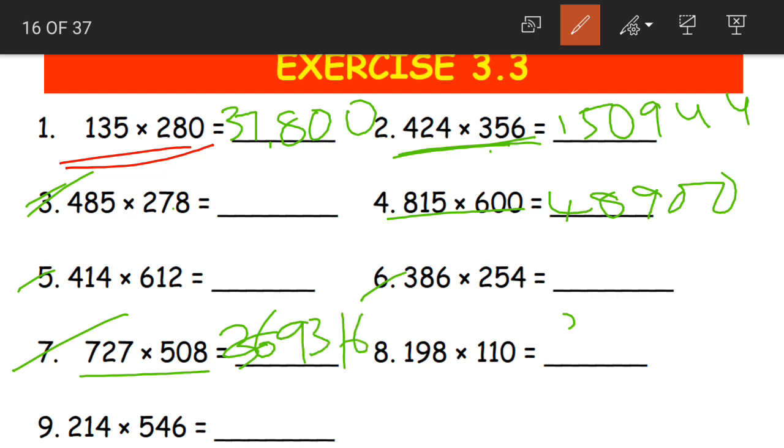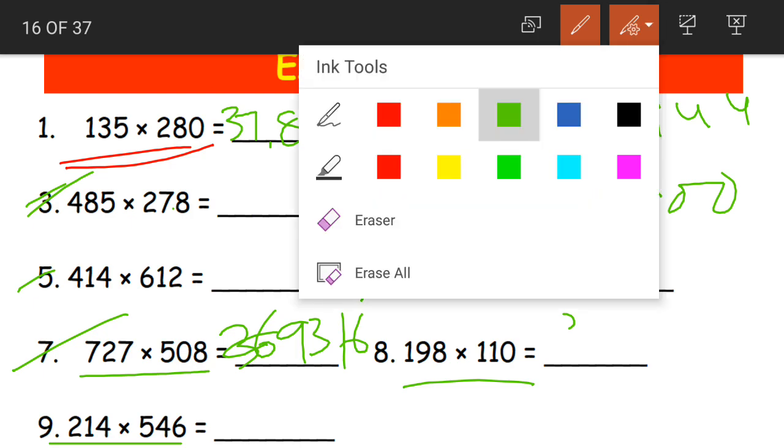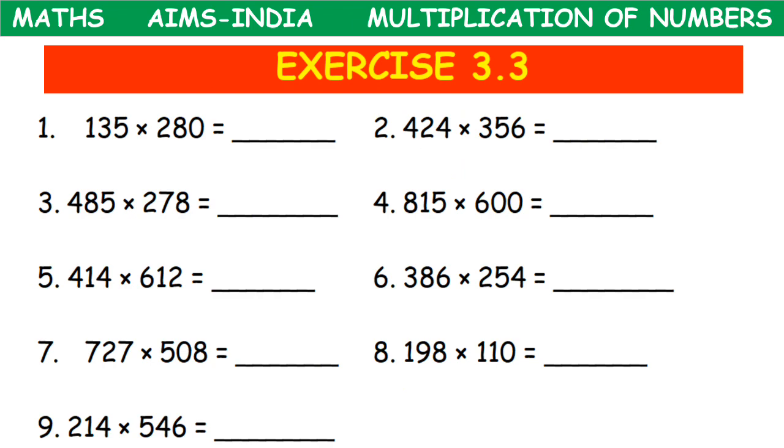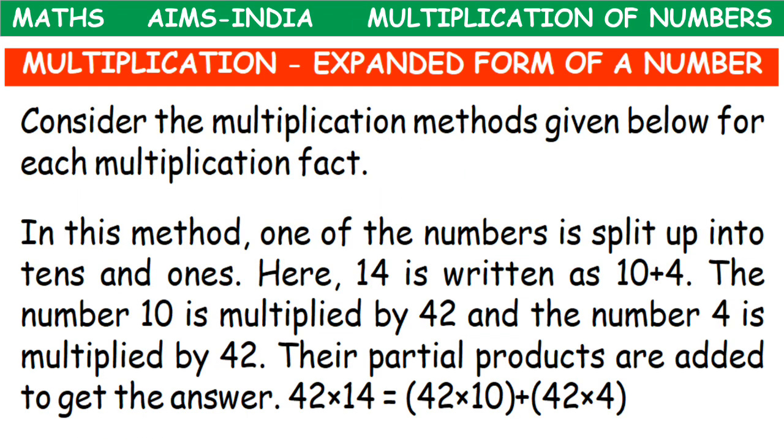Okay children, I hope this is clear, right? Again, I am not explaining the remaining two here. You can try those at home. Yes, this was about multiplication of a 3-digit number by another 3-digit number. Now coming to the next topic, which is multiplication, expanded form of a number.